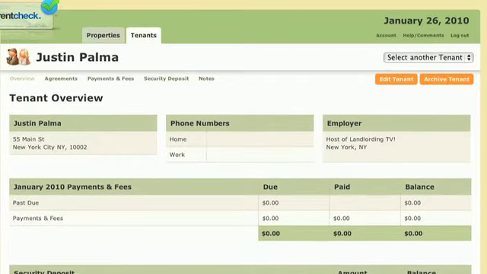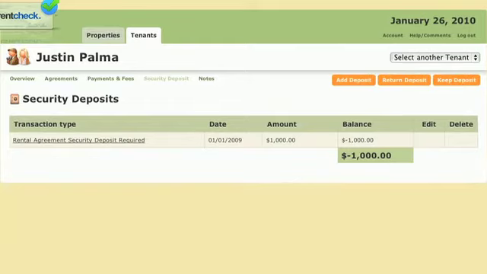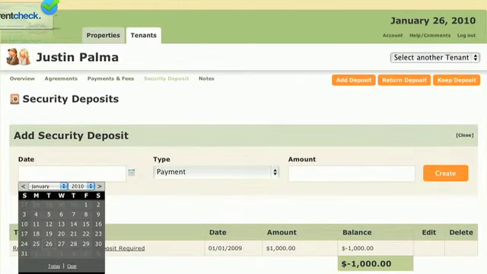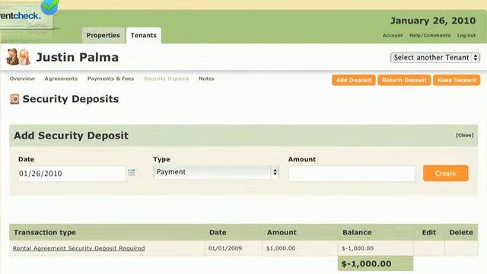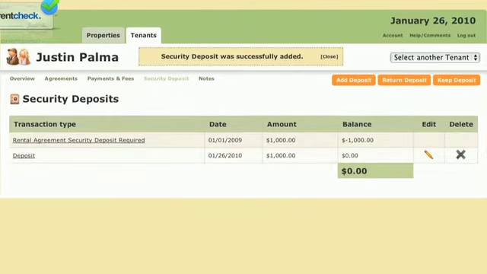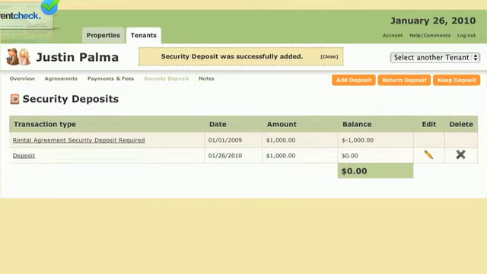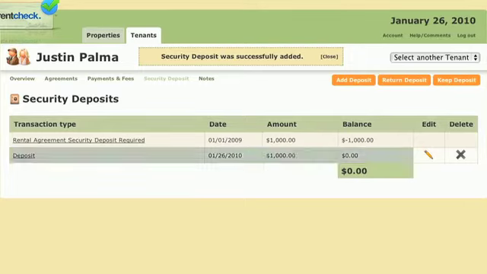But if we go to my security deposit, the rental agreement I'm in requires a $1,000 security deposit, and I am negative $1,000 because I have not paid anything. So let's go ahead and add today, the 26th, a payment of $1,000. Create. Security deposit successfully added. And now we're zeroed out. So we had a negative $1,000 balance because we owed that. I paid $1,000. The balance became 0.